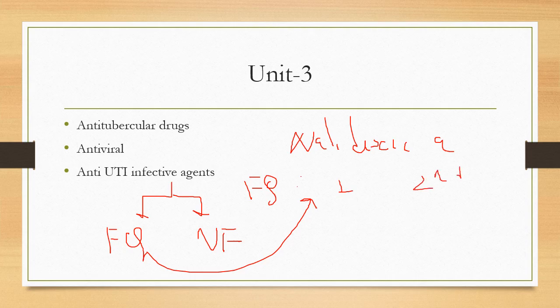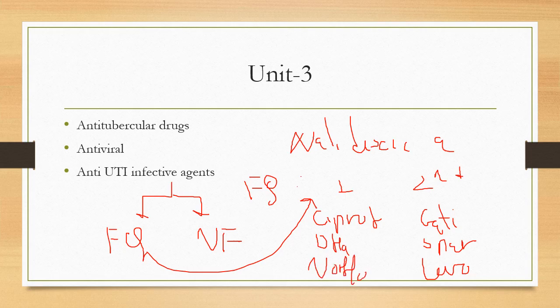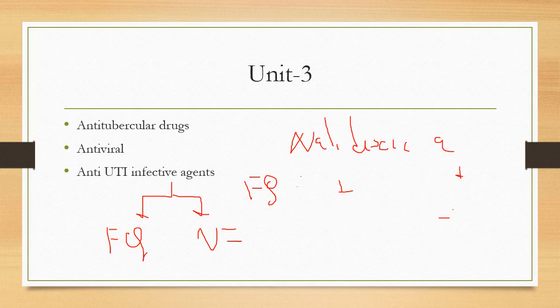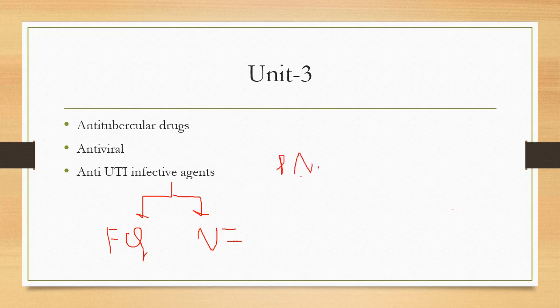In second generation, we have gatifloxacin, sparfloxacin, levofloxacin. But in first generation, we have ciprofloxacin, which is very, very common, ofloxacin, and norfloxacin. These are commonly used fluoroquinolones, and their mechanism of action is blocking of DNA topoisomerase 2, which is present in gram negative, and DNA topoisomerase 4, which is present in gram positive. Topoisomerase 2 is also called DNA gyrase.